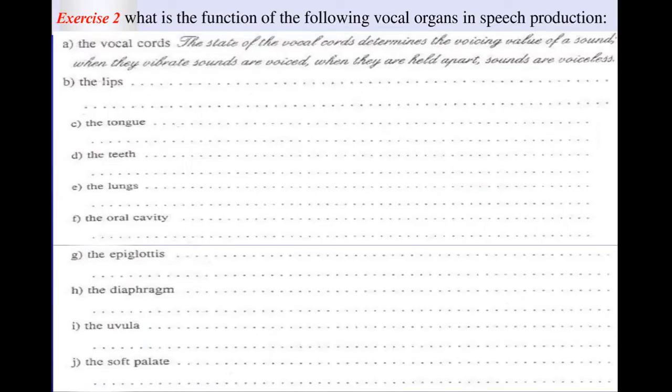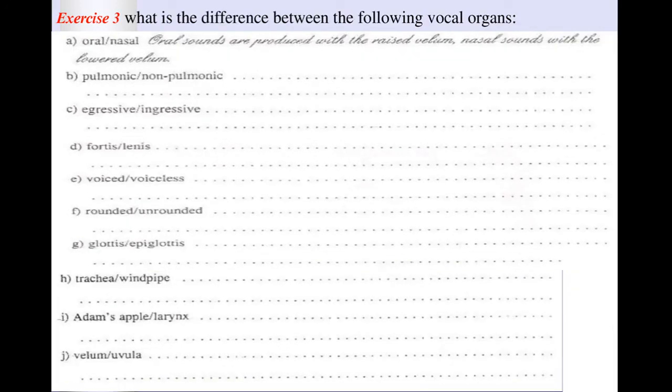Exercise number 2. What is the function of the following vocal organs in speech? The vocal cords, the lips, the tongue, the teeth, the lungs, the oral cavity, the epiglottis, the diaphragm, the uvula, and the soft palate. Exercise number 3. What's the difference between the following organs? Oral, nasal, pulmonic, non-pulmonic sounds, egressive, ingressive, fortis, lenis, voiced, voiceless, rounded, unrounded, glottis, epiglottis, trachea, windpipe, Adam's apple, larynx, velum, uvula.